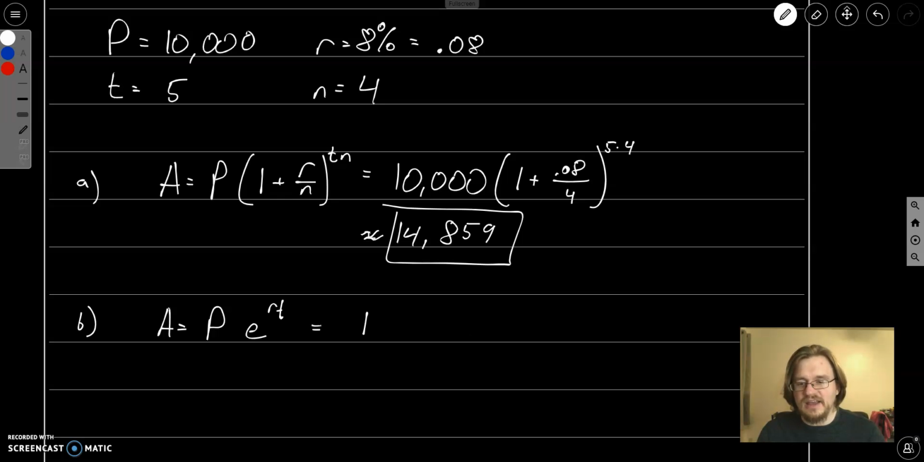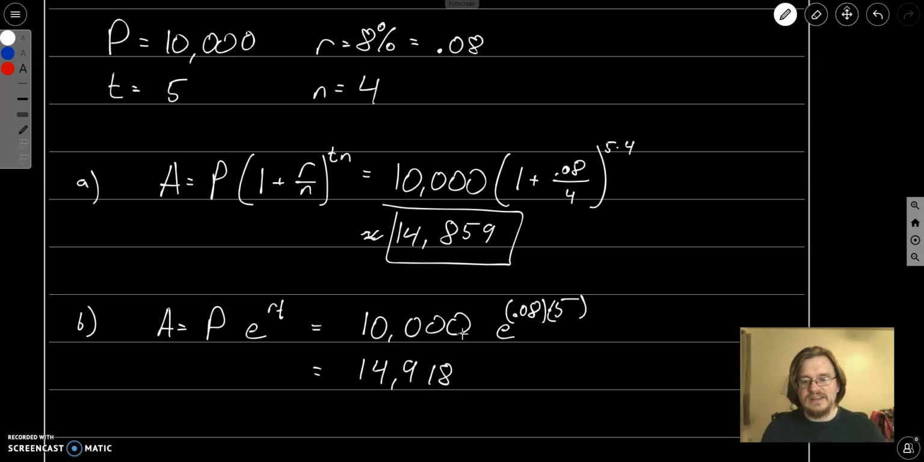And again, when we do this, this will be 10,000 times e to the r times t. So r is going to be 0.08, and t is 5. Let me write this like this, so it's a little bit easier to read. And I did this off screen as well. Just plug this into a calculator, because this is impossible to do by hand. And we get $14,918.